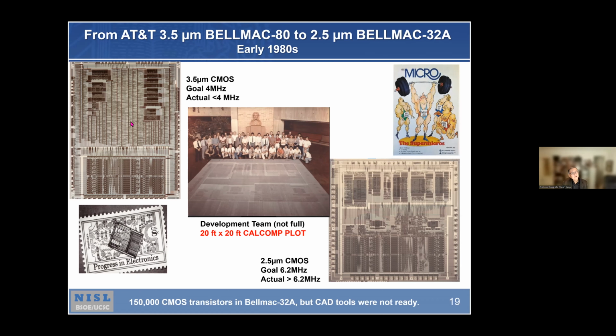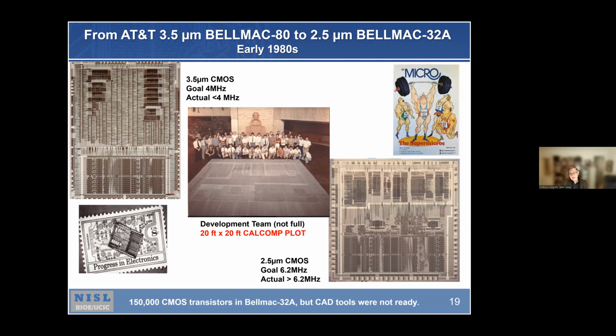But this was not very successful because of long wires. I emphasize all these rows that you see, the black rows; they are standard cell rows. And then in between are wires, and they became very, very lengthy, and thus the speed wouldn't come out. So we had to redo this in the next generation, 2.5 micron CMOS technology, which we called Bellmac 32.